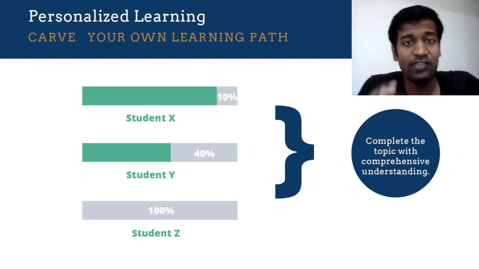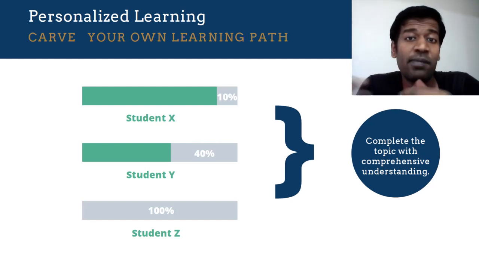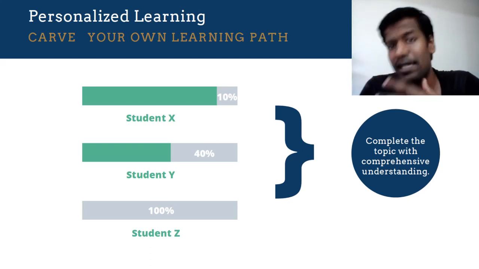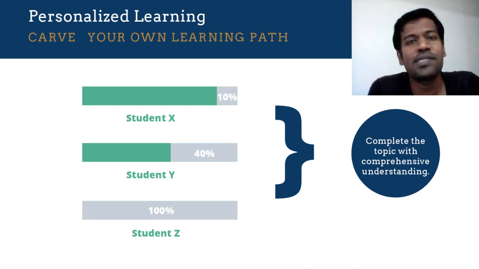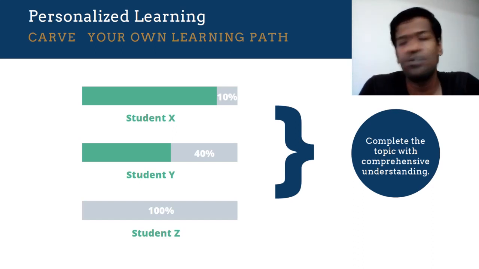The student who is very slow or who is not very well versed with the topic might have a lot of advantage with it. But what about the others who already know a good chunk of it? That's where we have built this concept also, personalized learning, where you carve your own learning path. Let's take an example. Let's talk about a topic like profit and loss, a simple example.